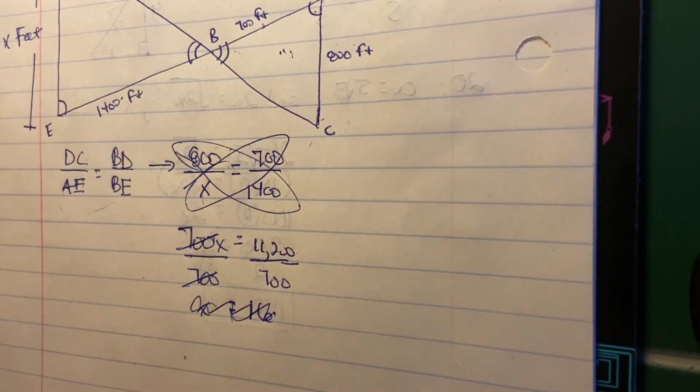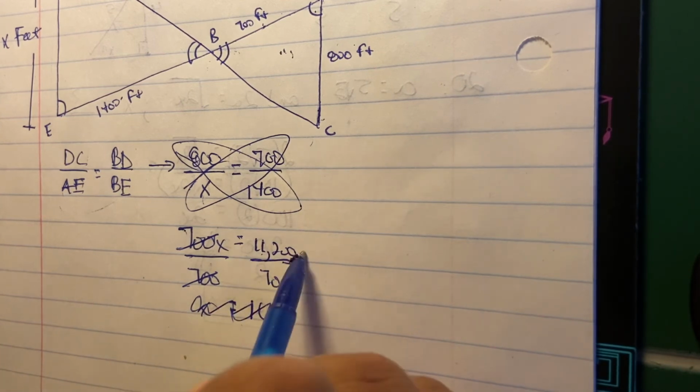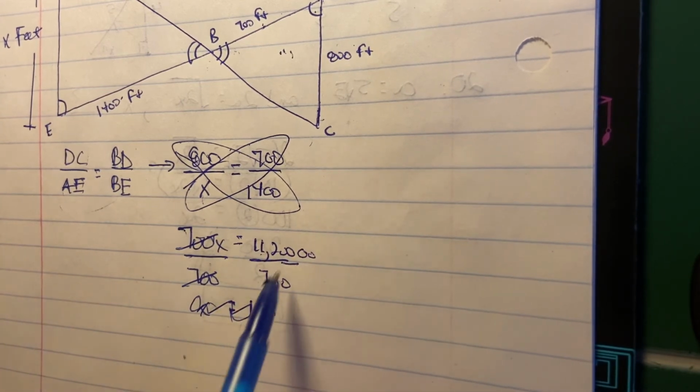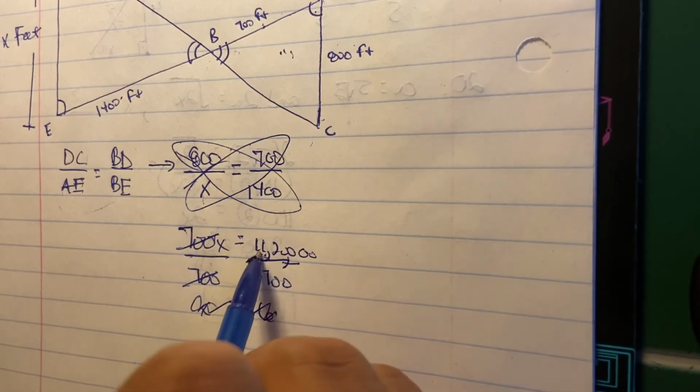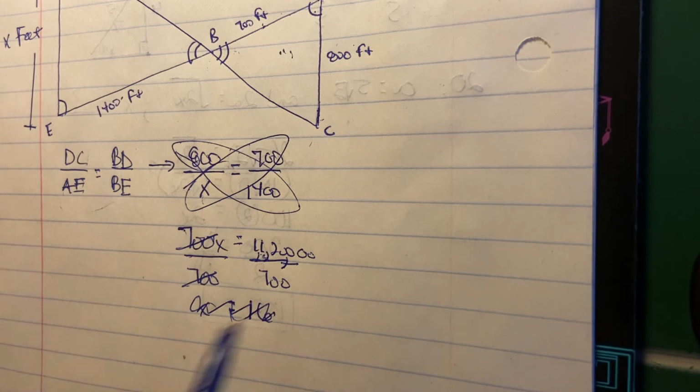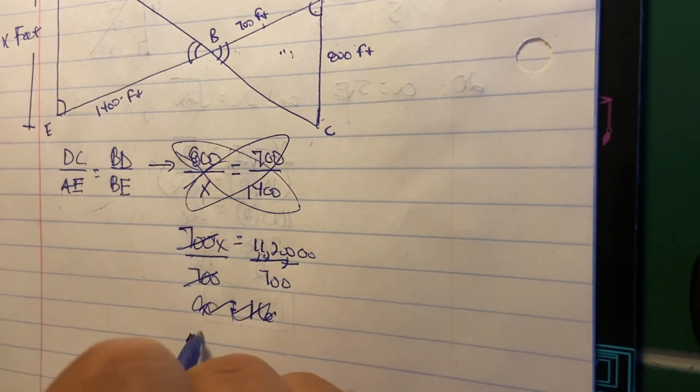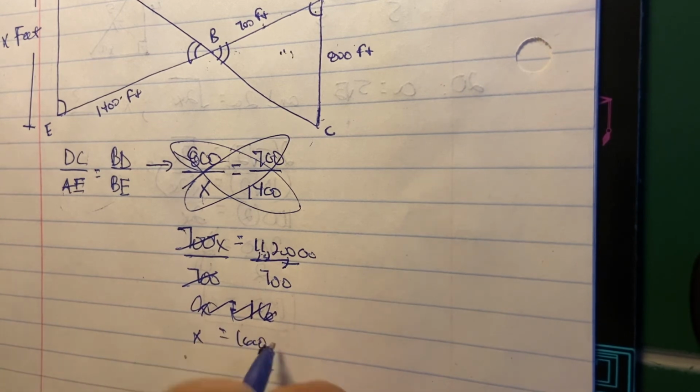This should be 112 with 4 zeros. So 112, 2 zeros. I'm short on zeros. So this really is going to be, boom, 1,120,000. So 1,120,000 divided by 700 is 1,600. So X actually equals 1,600 feet.